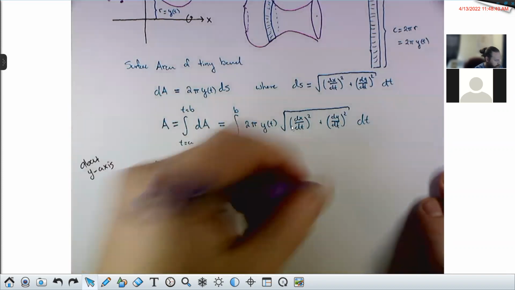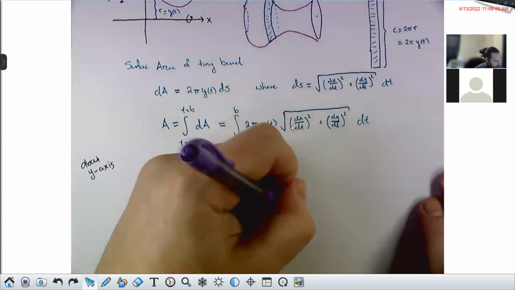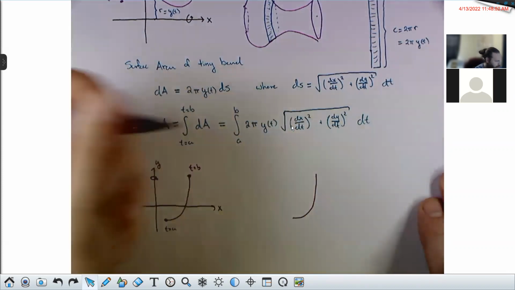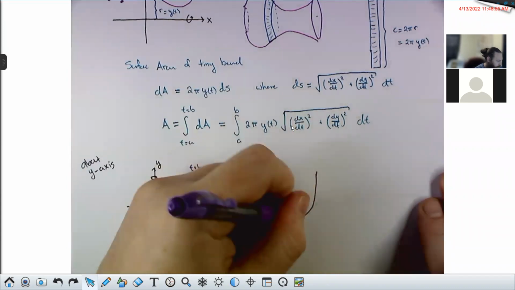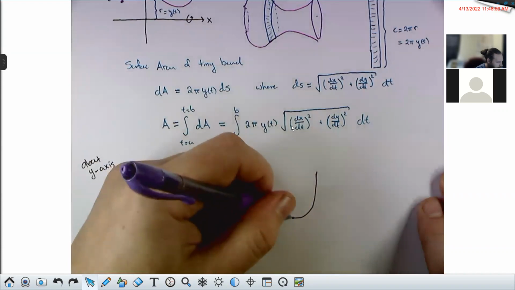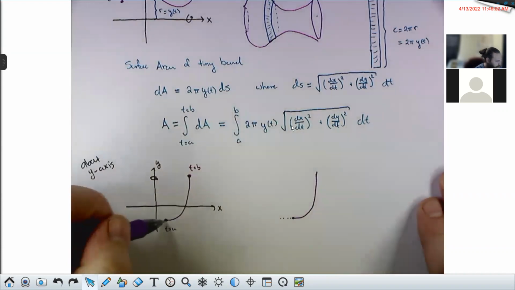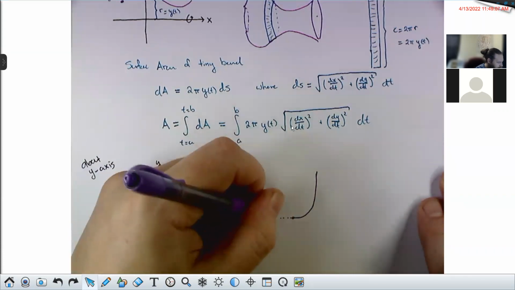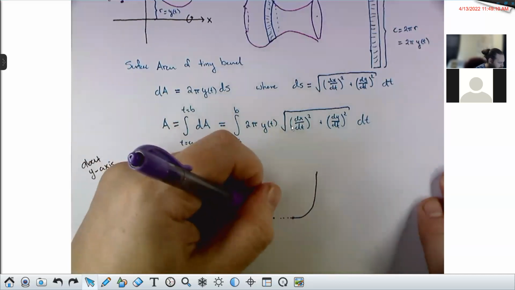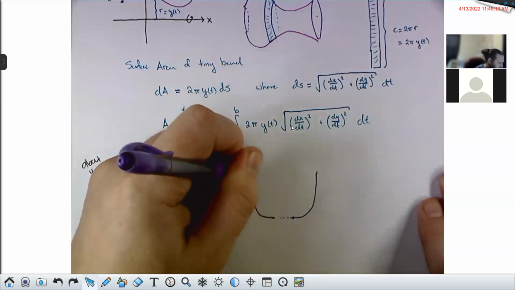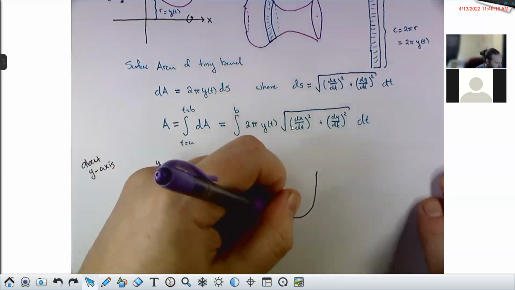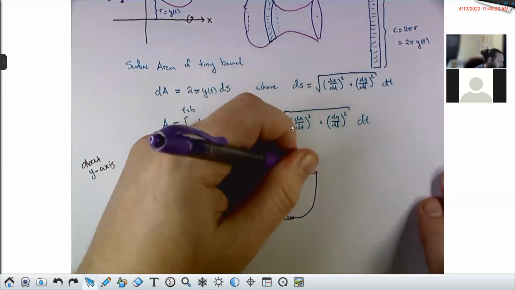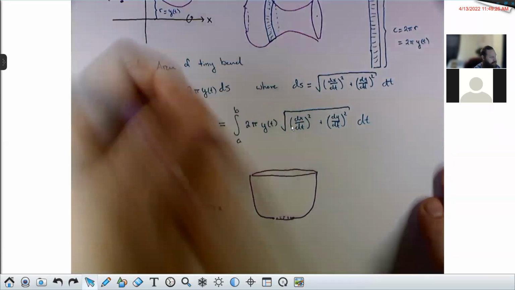That's going to generate a surface looking like this piece, this distance doubled. So it looks something like this, with a little open circular base here and the top here.